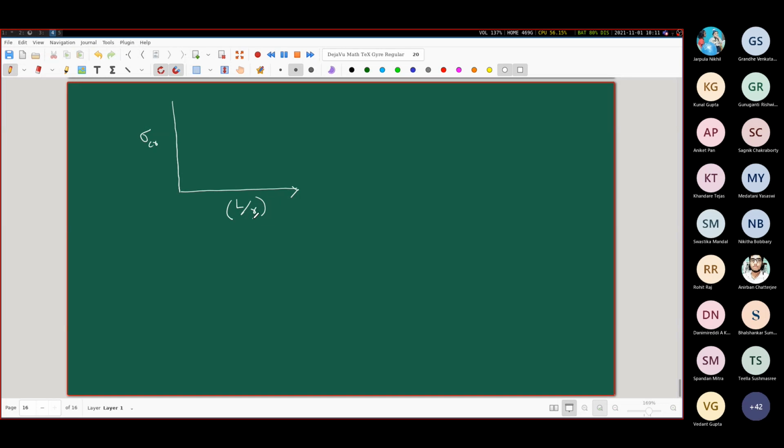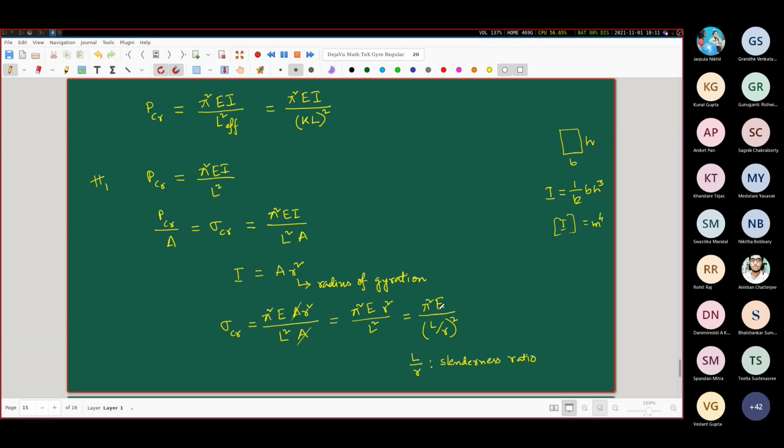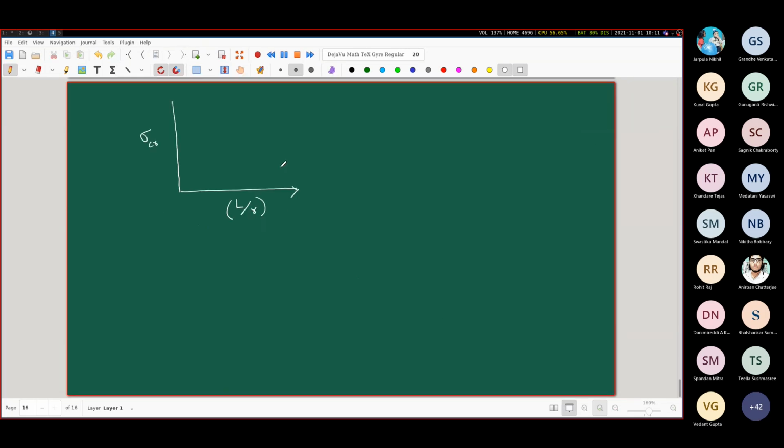So for different values of L by r, as long as we are looking at the same kind of material, because please note that the sigma critical also depends on the Young's modulus. Okay, pi is just a constant. So as long as we are looking at the same kind of material, this is inversely proportional to the square of the slenderness ratio. So this plot will look somewhat like this. Very rough kind of plot, but I just want to get you to get a feel for this kind of thing. However, there is a little bit of an issue here.